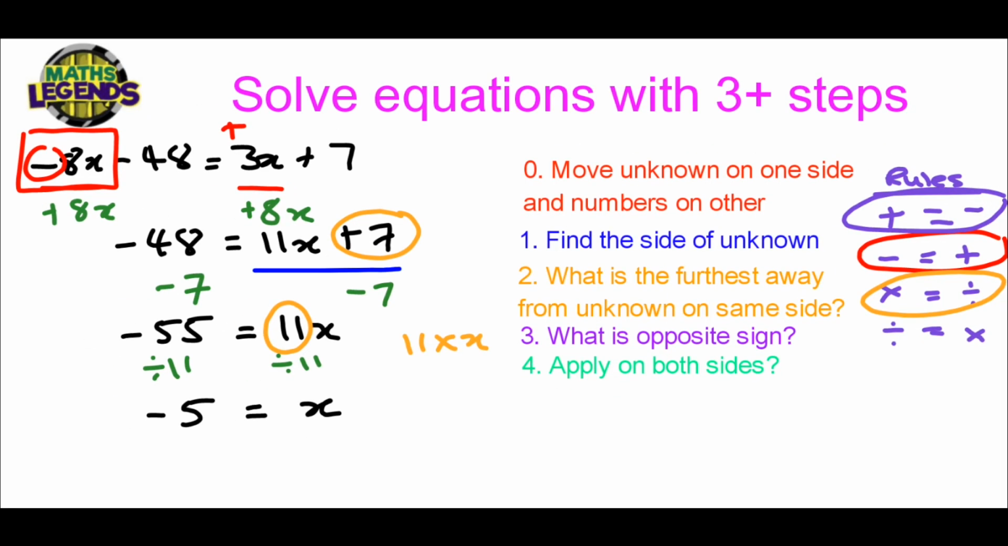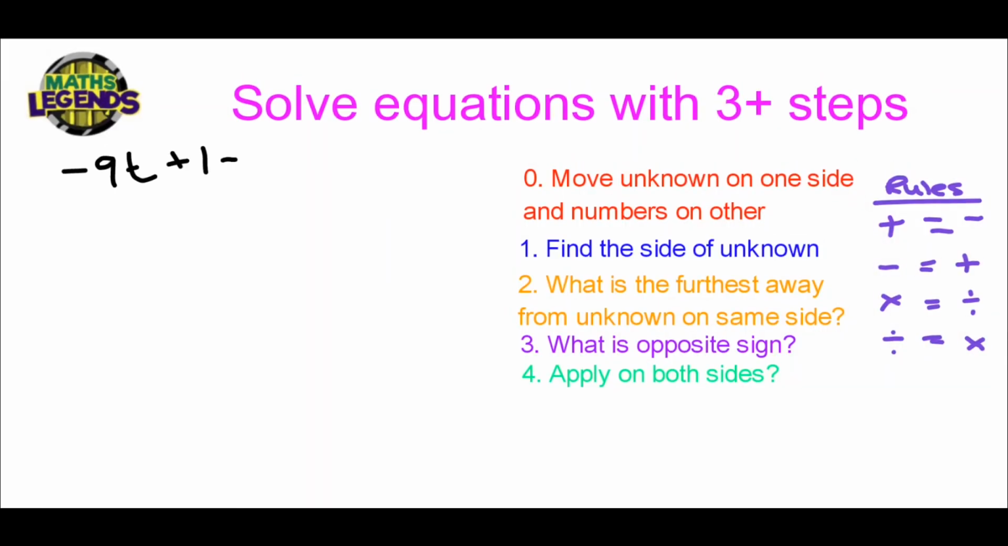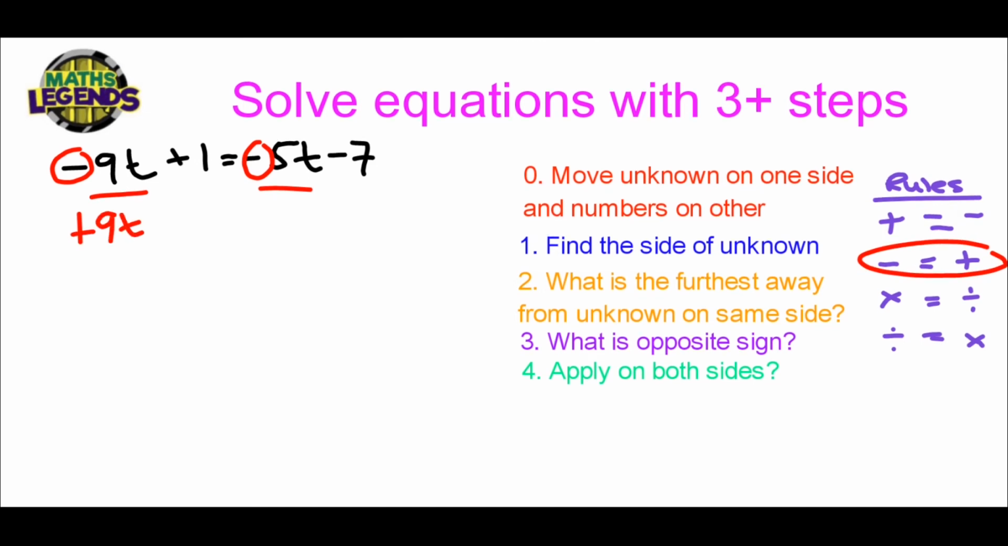Let's look at another example. Minus 9t plus 1 equals minus 5t minus 7. Now here, the unknown is again on both sides. So we look at the signs. So both of these have minus signs. And again, we're trying to get rid of the negative signs. So the opposite, using our rules, is going to be a plus. So we can either do a plus 9t on both sides or a plus 5t on both sides.